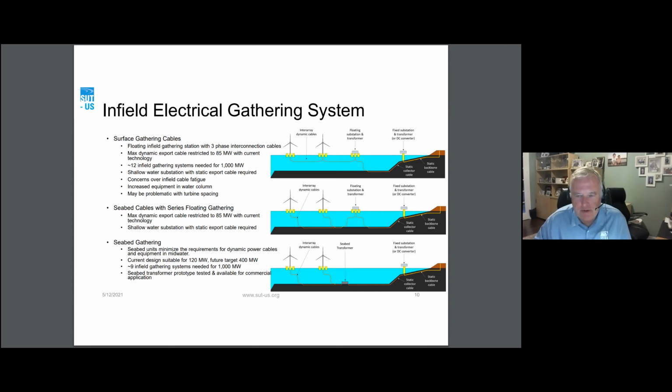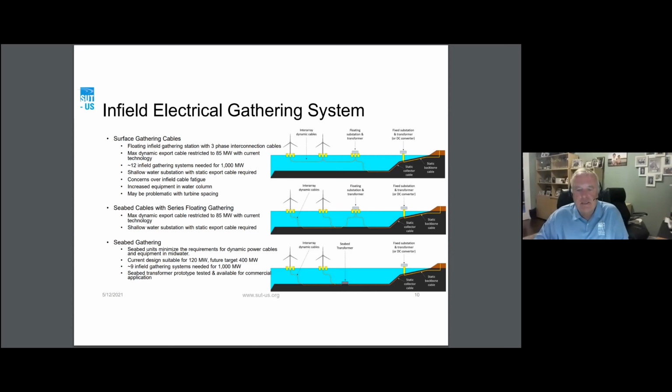And I see that, but I'm concerned about the technology status for this export cable, where you're combining several 85s together. I am not seeing that technology in the public domain, so I'm concerned there. So what it's leading me towards is to go for seabed gathering. And we can talk more about this later, but this is what you see on the bottom of these 3 pictures, where I talk about a seabed transformer.